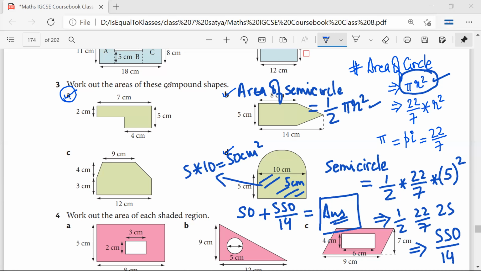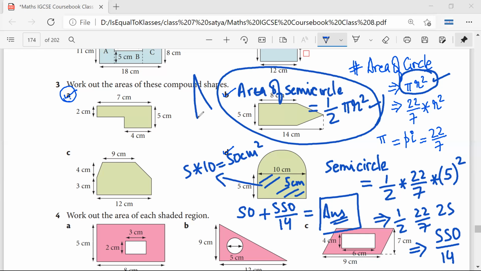You can write this formula that the area of a semicircle is half pi r square. Can you note this down?